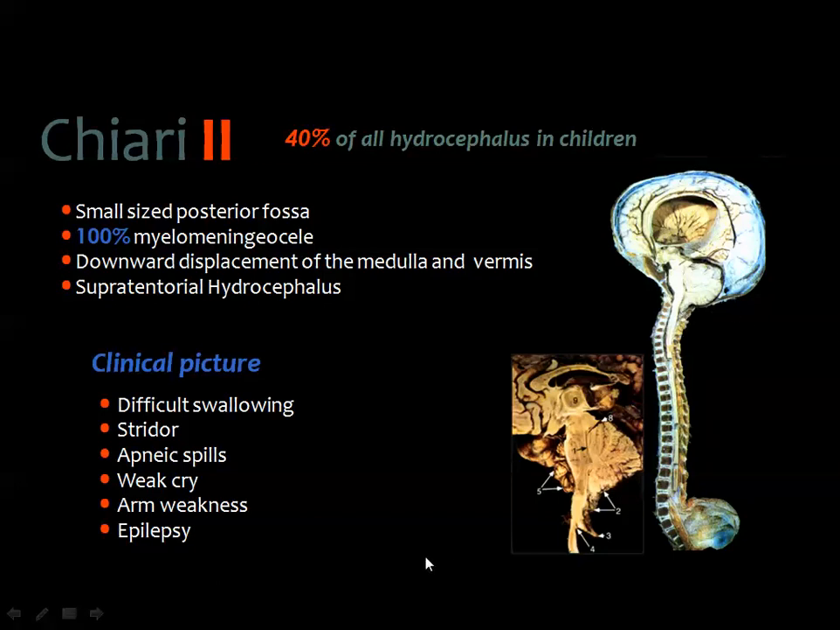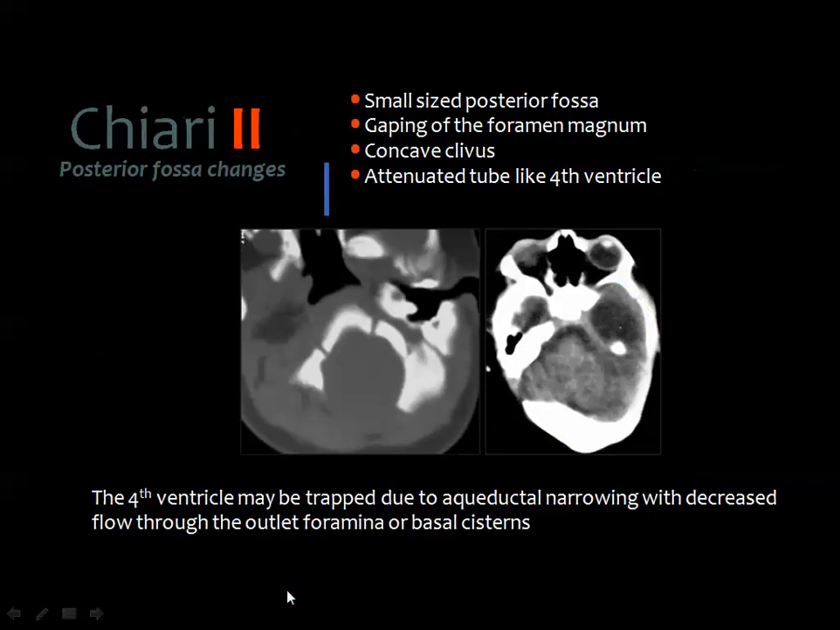the cervical spinal canal. Most of these patients will have a small-sized posterior fossa because some of the contents of the posterior fossa are now in the cervical spinal canal, and 100% of the patients will have lower back meningocele or meningomyelocele. Then the clinical picture will include difficulties in swallowing, stridor, apneic spells, weak cry, arm weakness, and epileptic fits.